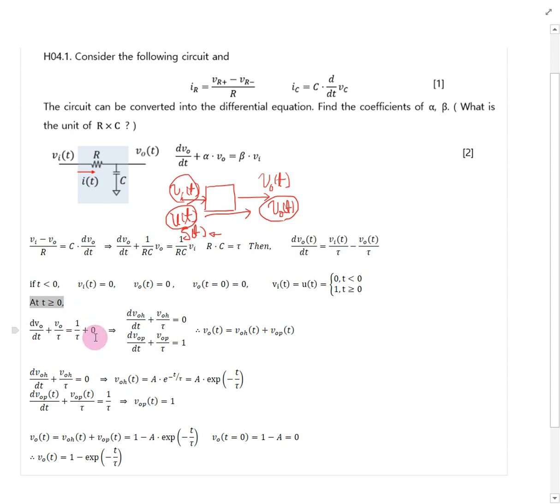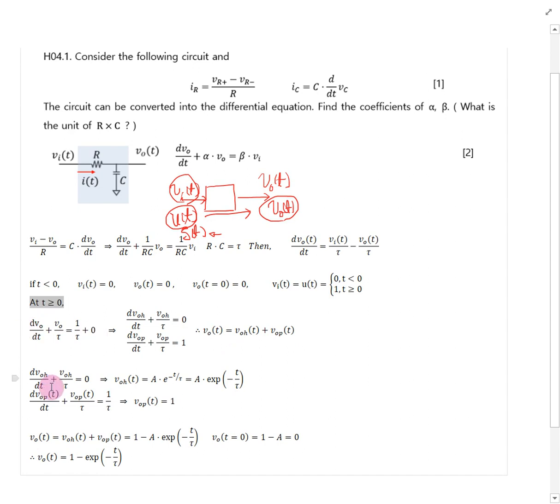So we can decompose the differential equation. One is the homogeneous one, that's this part, where 0 equals this left-hand side. And the particular one, where the left-hand side equals 1 over tau. So we can decompose it into one homogeneous solution and one particular solution. The actual solution should be the sum of these two. If you sum these, this output V_O will satisfy the original differential equation.